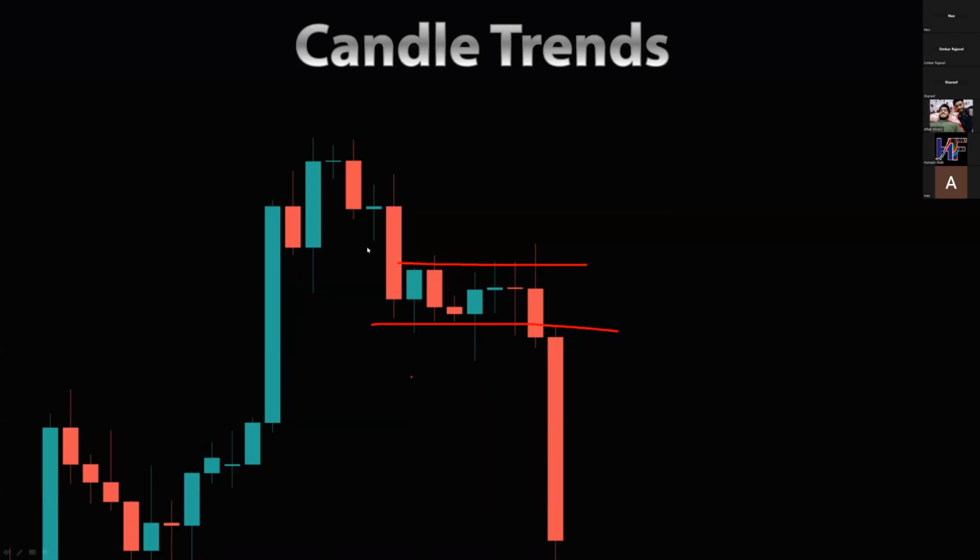So any issues in this scenario? It was simple: price broke below support, and even if you weren't so confident, just take low risk, very small risk, and that's it. All right, let's move on to the next.